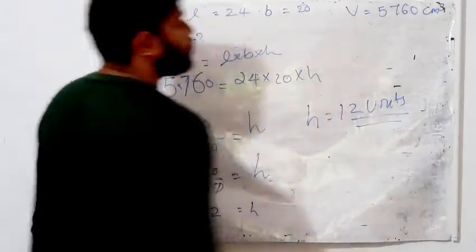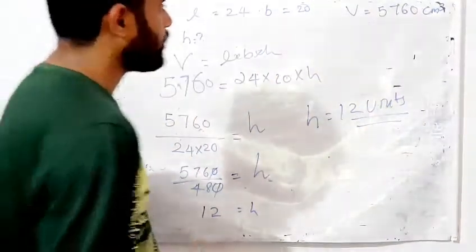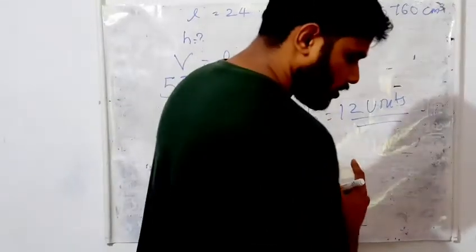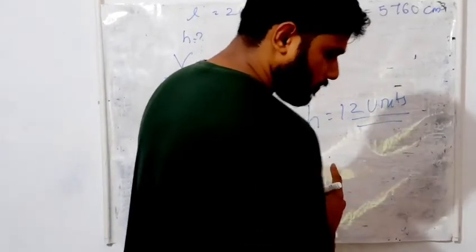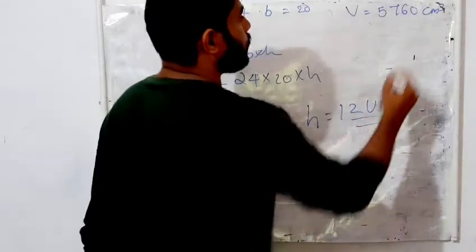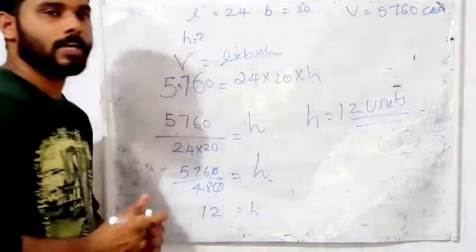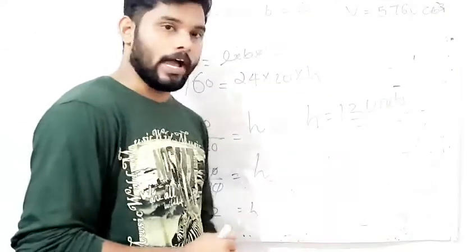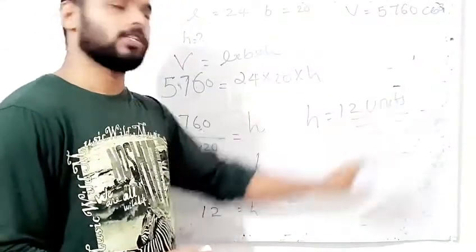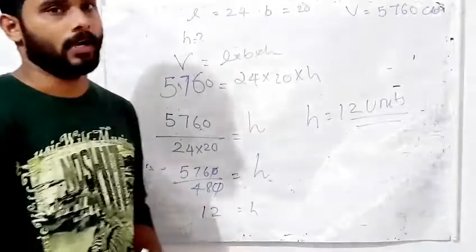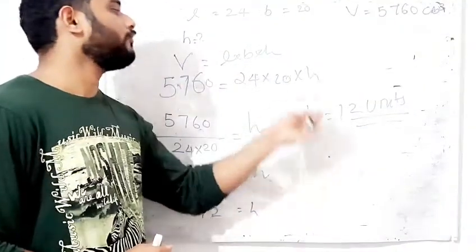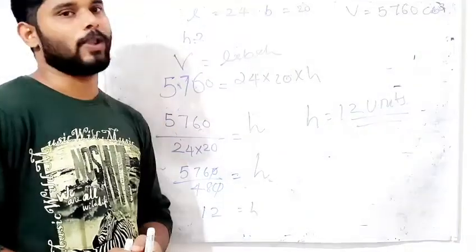You have to write the units properly. If in the question it is cubic centimeter... sorry, it is cubic units. Okay, so it is 12 units. Clear? In the answer, you have to write the units properly, otherwise you won't get the full mark. Okay, so the height of this room is 12 units.